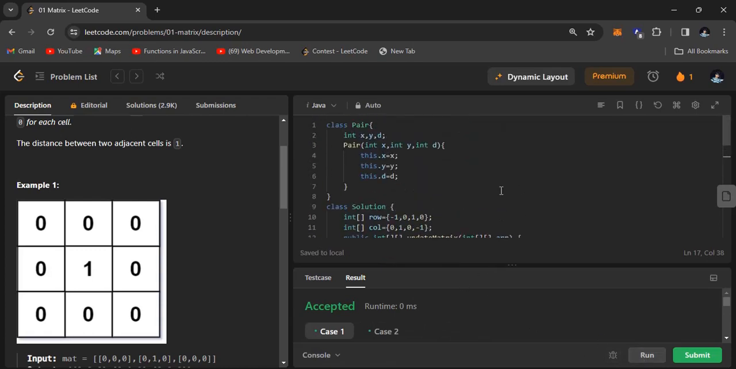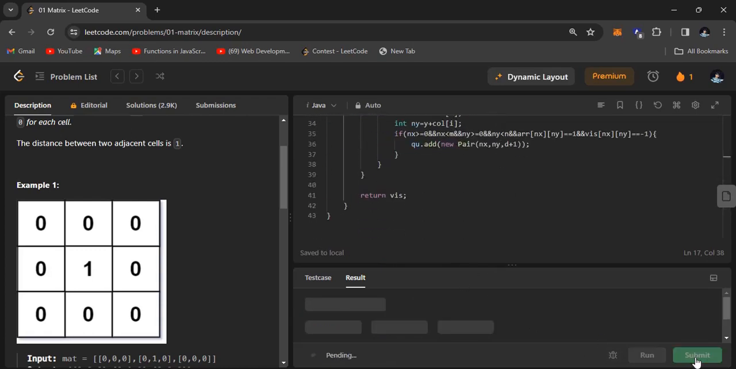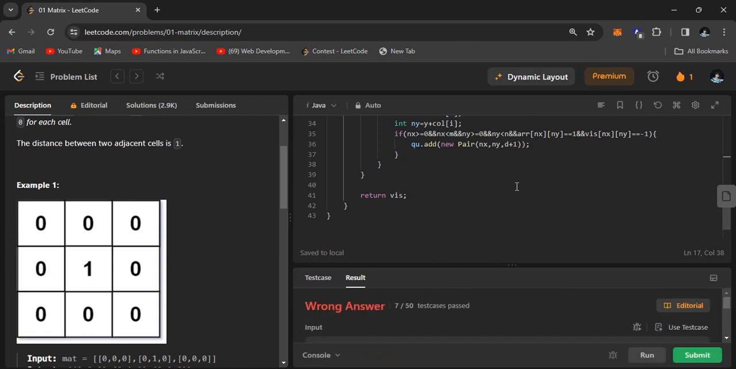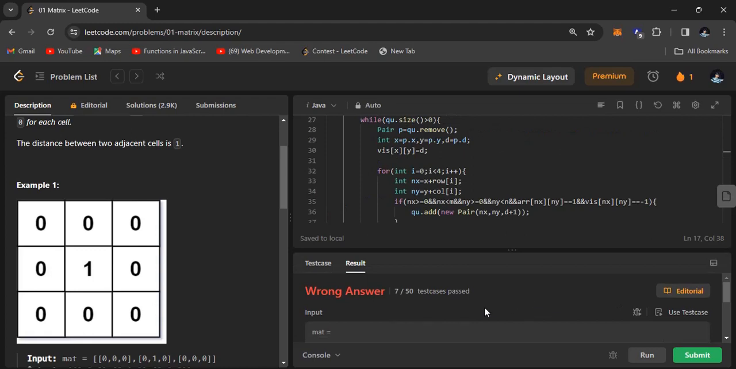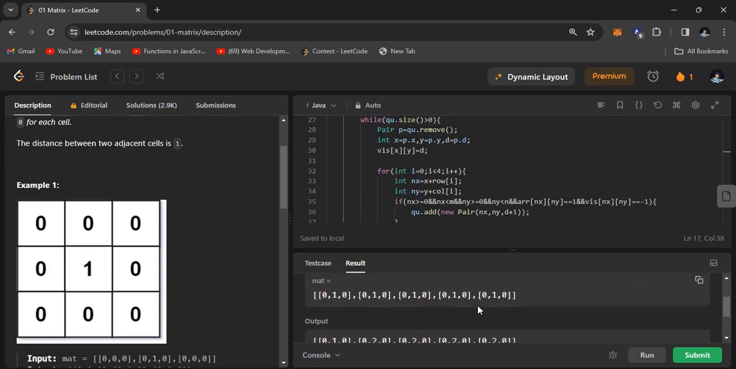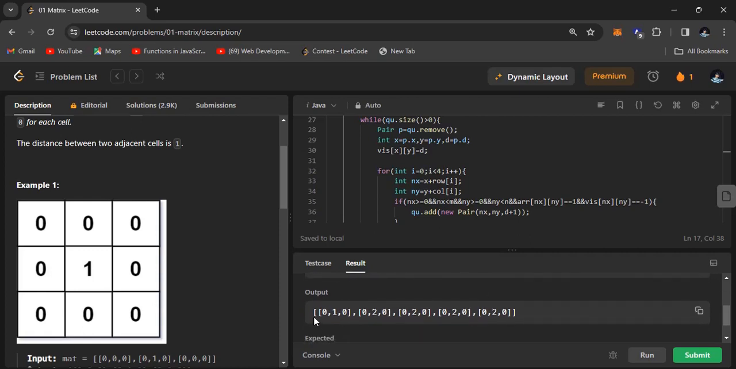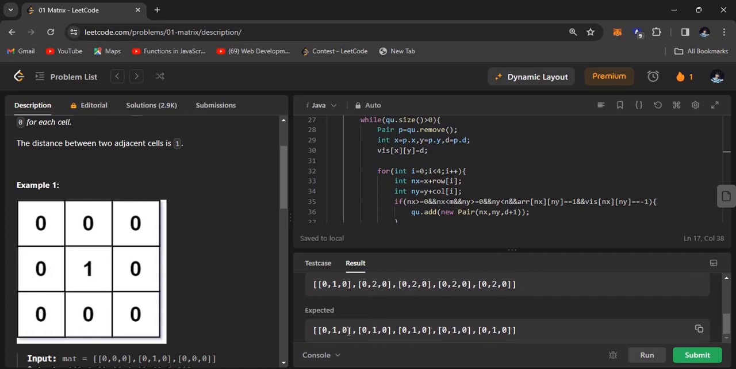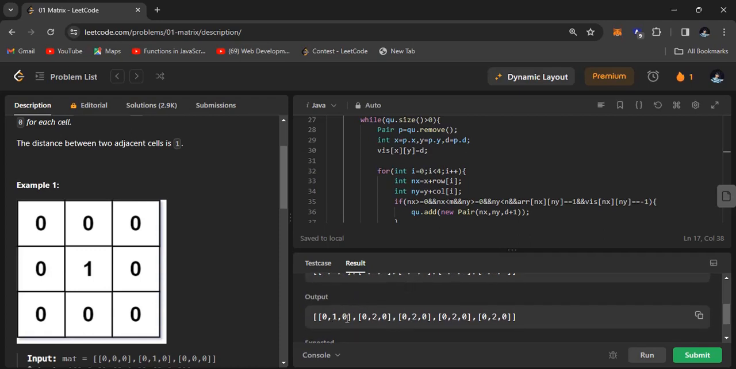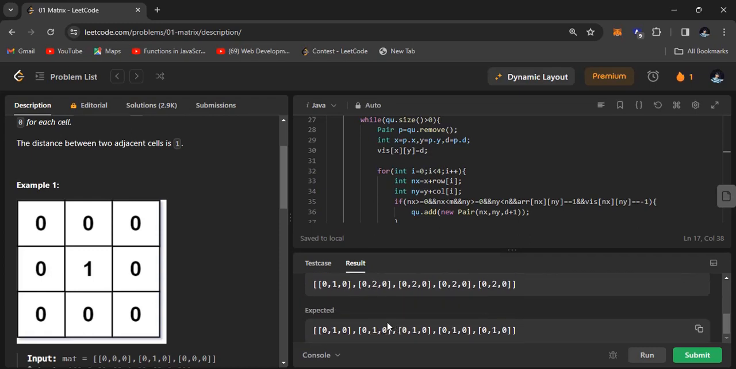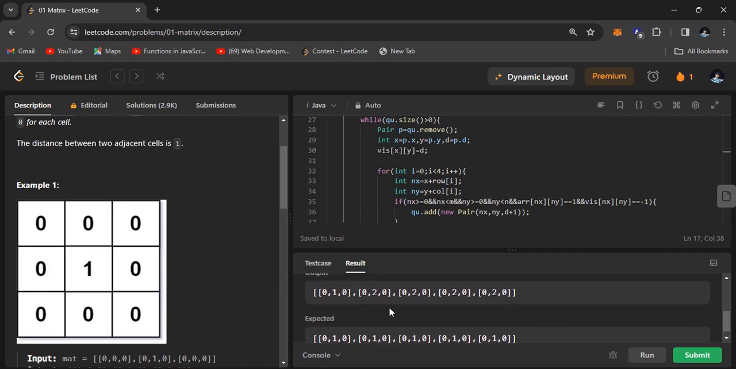Okay, this code is passed for this test case. Let's test the next test case. Here we find a wrong answer. The expected output is 0 1 0 1 0 1, the same, but our output is 0 2 0 2 0 2. Why is 1 replaced by 2? Okay, why is 1 replaced by 2?